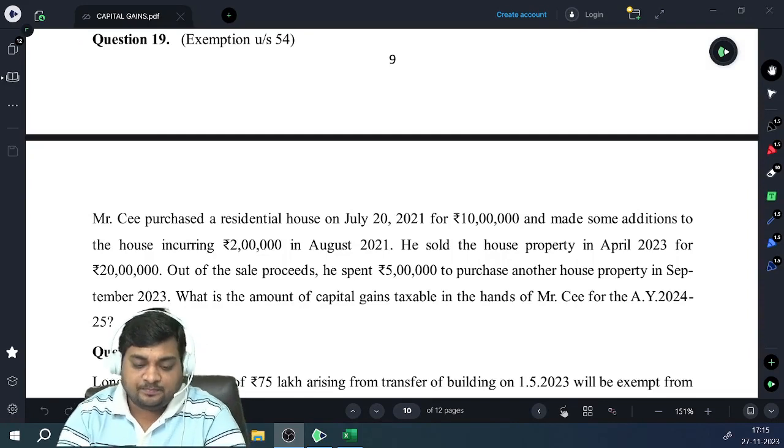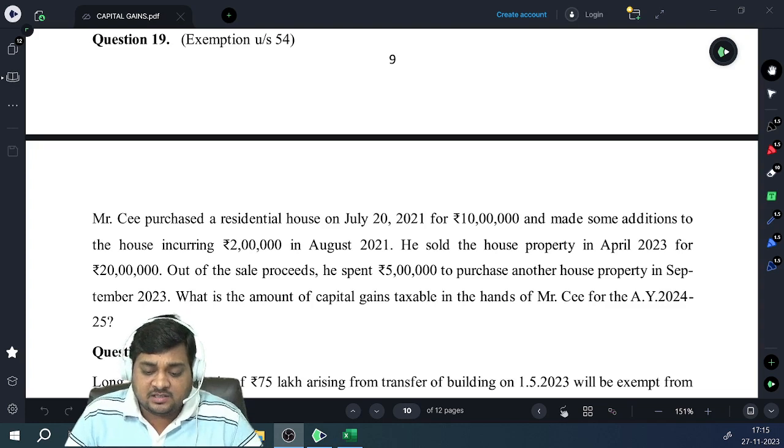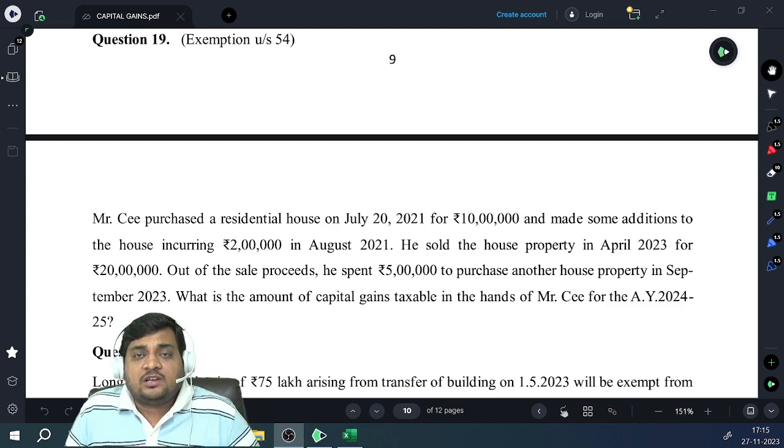Good evening, everyone. Last class we did exemptions under the head capital gains. So we did section 54. In that case, we sell one residential house and purchase another residential house. If the capital gain does not exceed 2 crores, then you can purchase two residential houses. The time limit is either 1 year before the transfer, or within 2 years from the date of transfer, or within 3 years you need to construct.